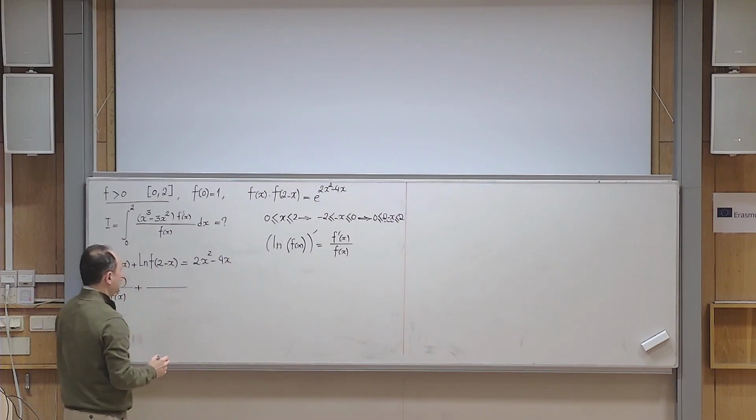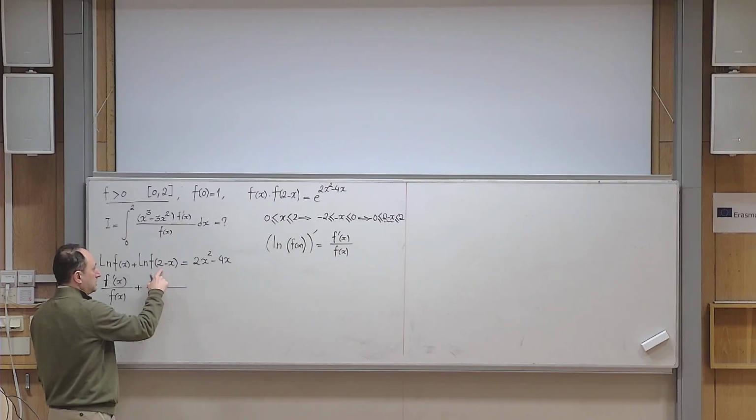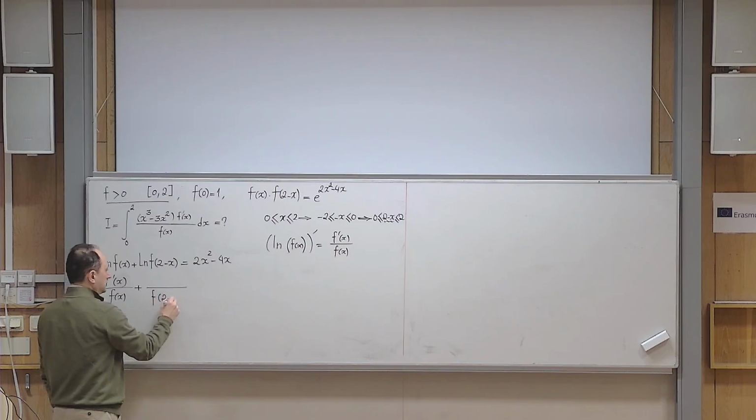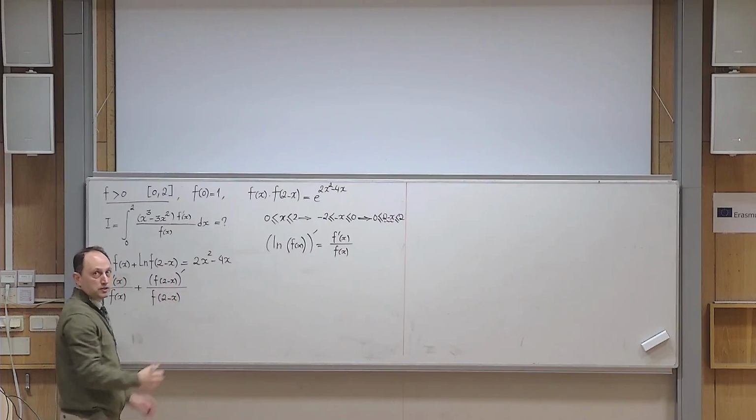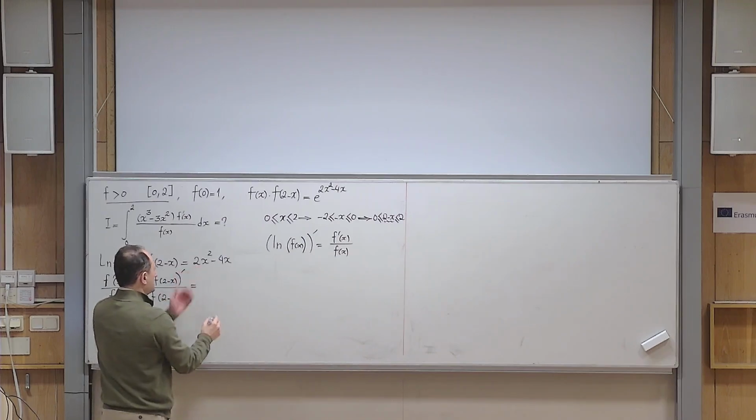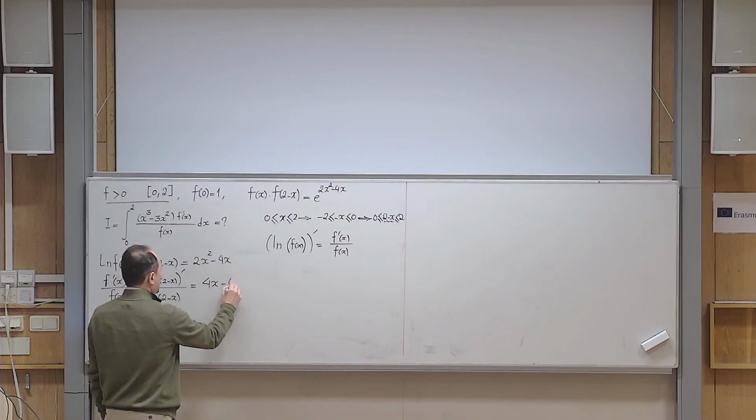But you have to be a little bit careful here, ln of a function. If I want to differentiate it, the function goes to the denominator, but I have to differentiate it and put it in the numerator. But be careful here, don't put prime here. You have to differentiate the whole package. On the right hand side, differentiation is extremely simple. It's just 4x minus 4.